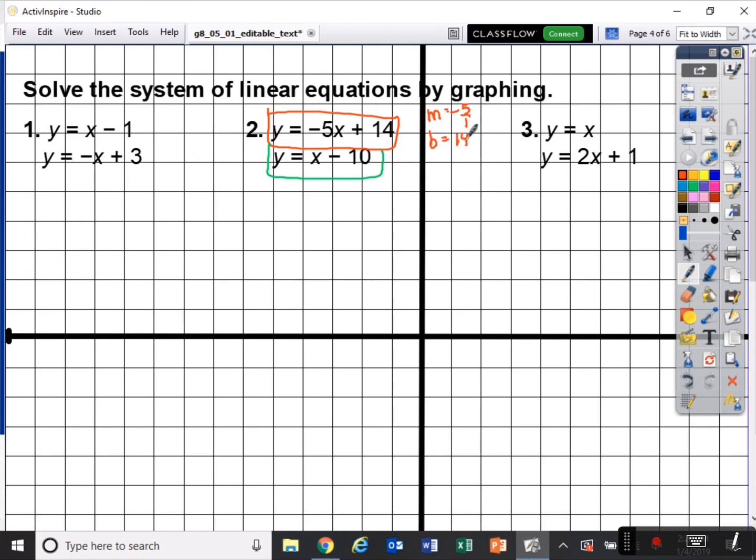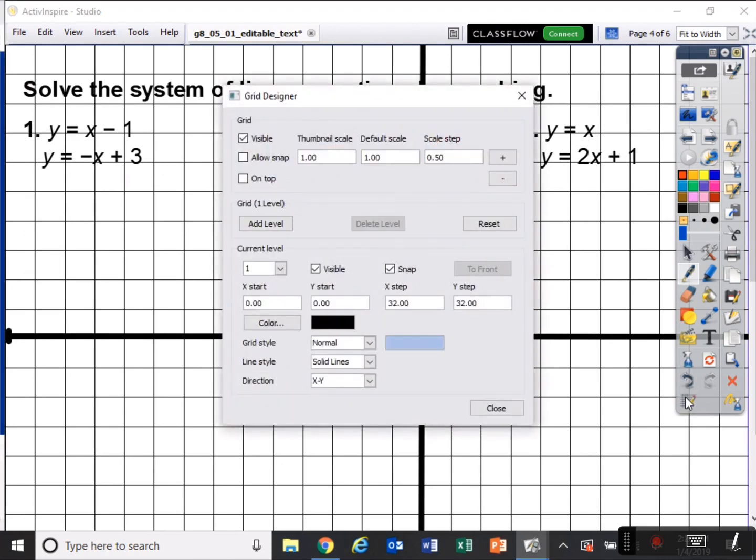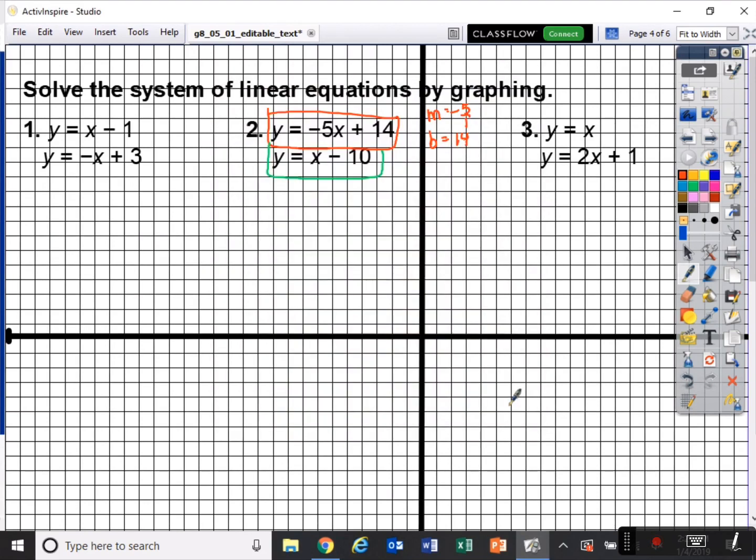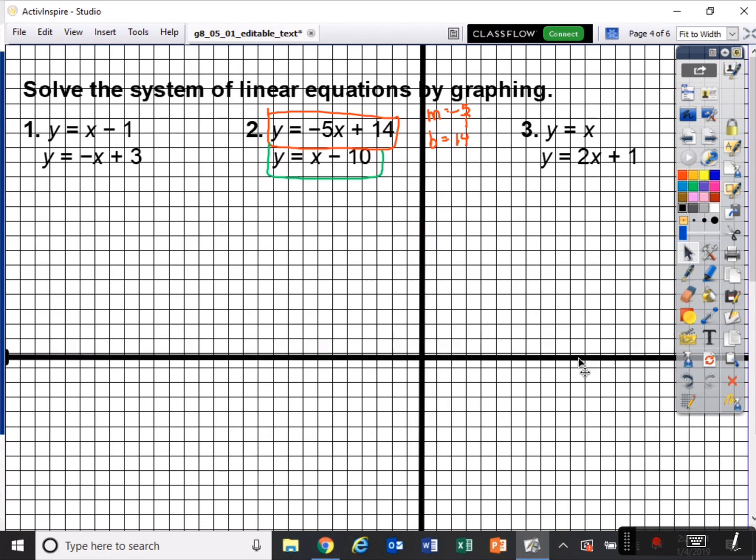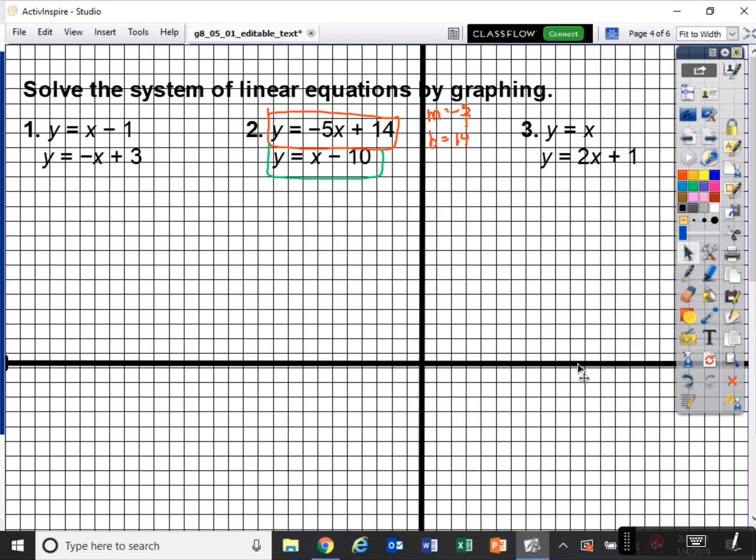Ooh. Now I may not have enough room on this one. So I'm actually going to make my graph a little bit smaller so that I do have some room. So I'm going to go 14. 1, 2, 3, 4, 5, 6, 7, 8. Okay, I'm actually going to move this down some maybe. So 1, 2, 3, 4, 5, 6, 7, 8, 9, 10, 11, 12, 13, 14.